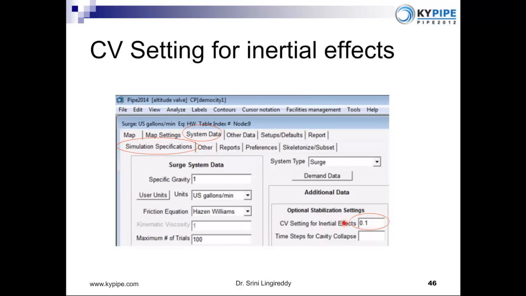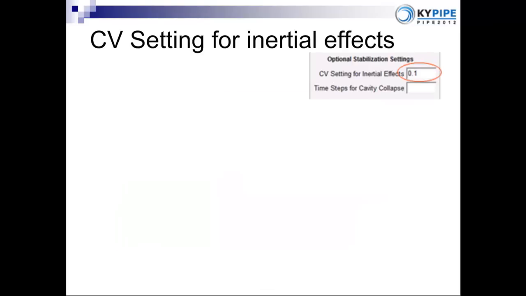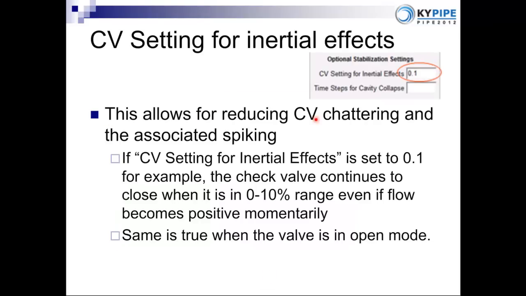This is under system data, simulation specification, CV setting for inertial effects. Suppose you set this data. What it means is this allows for reducing the CV chattering and the associated spiking. Suppose I set this to 0.1. What it means is once the check valve reaches this 10% closure, it has traveled 90% and is in the 10% range, almost near complete closure, then it continues to close even if the pressure conditions change on the upstream and downstream side. So this will prevent check valve chattering.